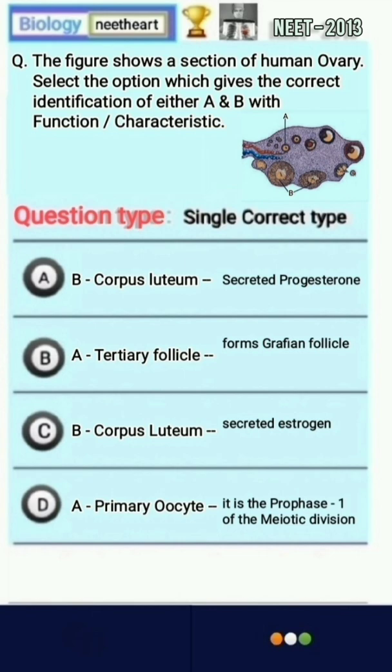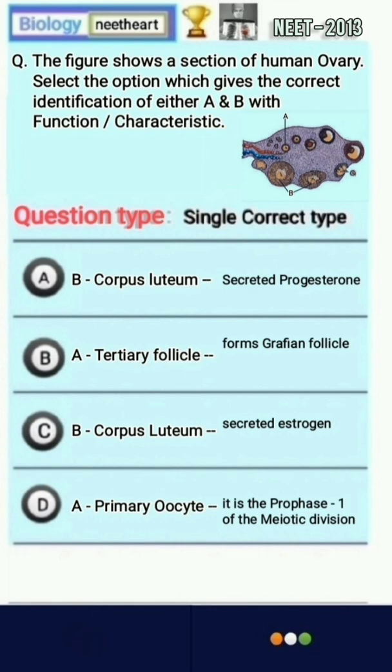Option B, A, tertiary follicle forms Graafian follicle. Option C, B, corpus luteum secretes estrogen. Option D, A, primary oocyte, it is in the prophase 1 of the meiotic division.